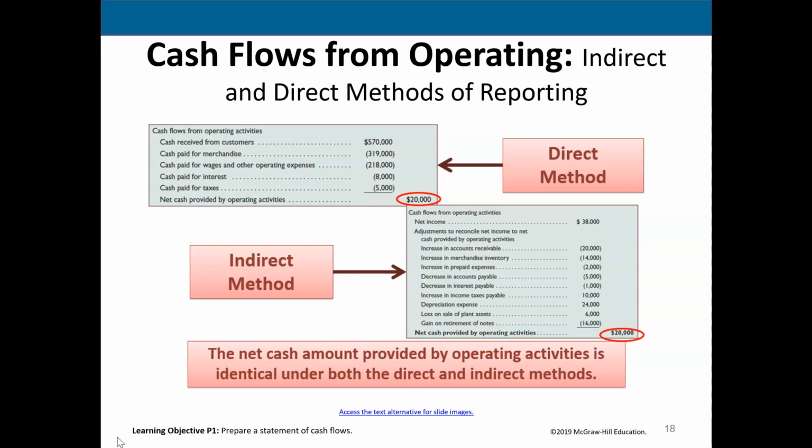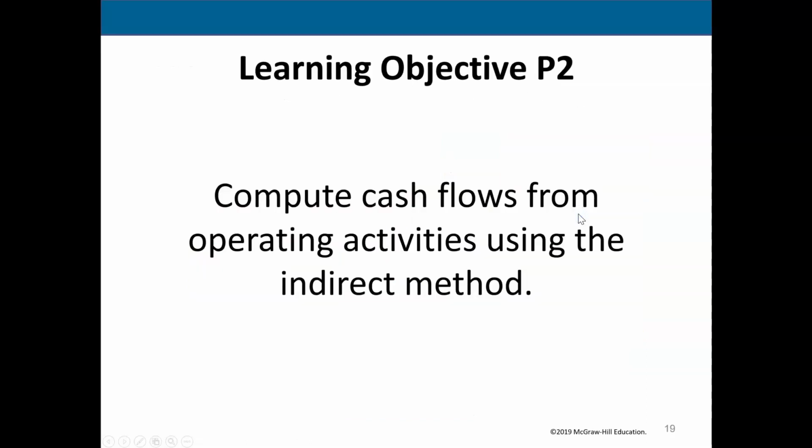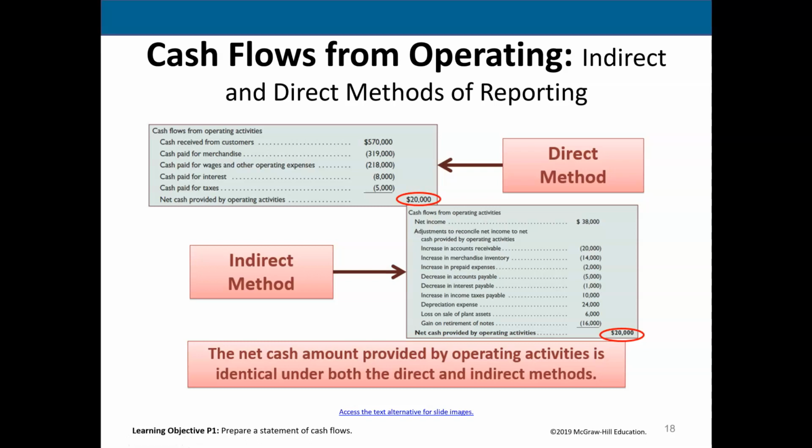Like I said at the beginning of this, there are two methods. There's the direct method and there's the indirect method. We are going to concentrate on the indirect method, which is what is in accordance with GAAP and for taxes. So this is a section of the operating activities. You'll see the operating activities right here. This is the largest section of the cash flow statement.